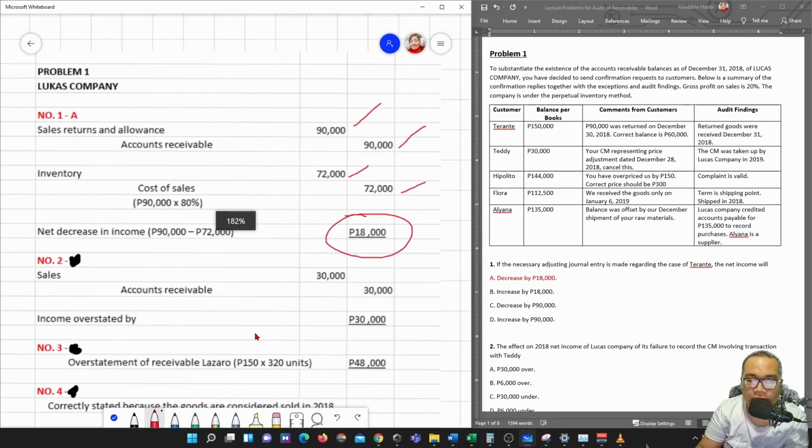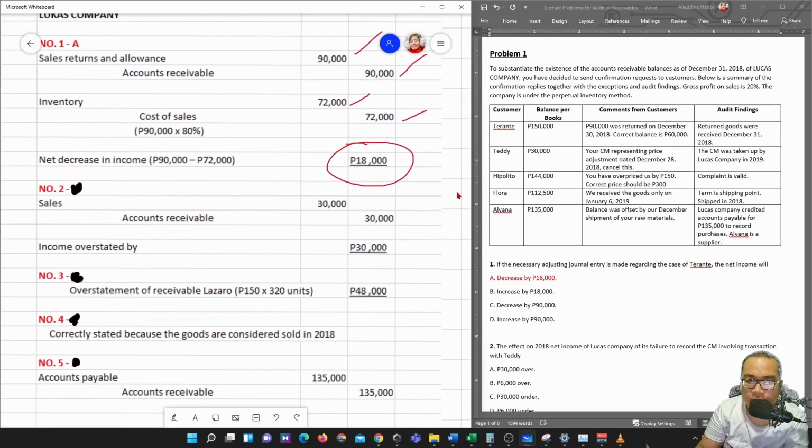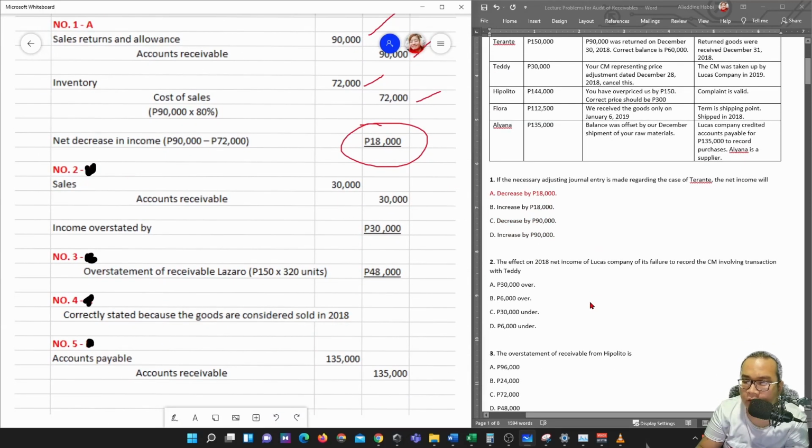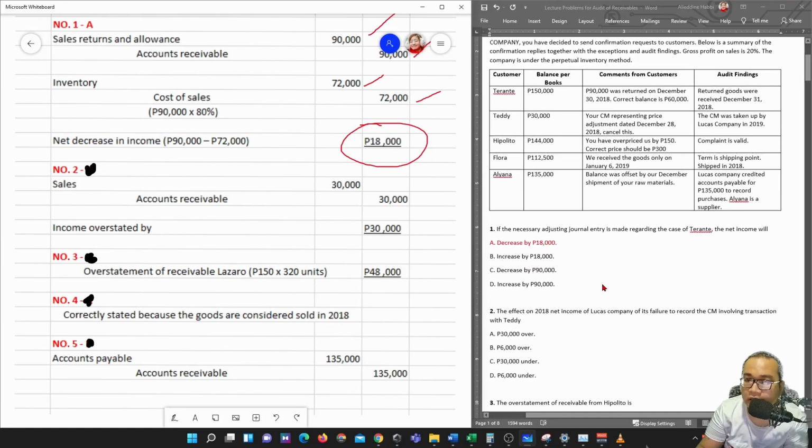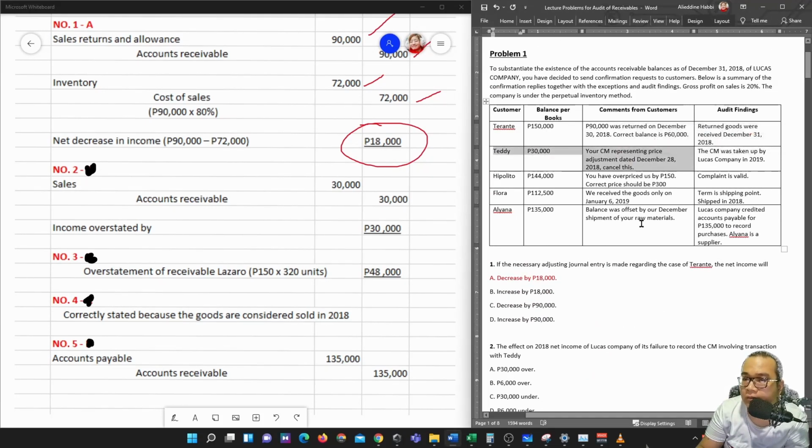Now let's go to the second one. So number 2, the effect on 2018 net income of Lucas Company of its failure to record the credit memo involving transactions with Teddy. So, ano nangyari kay Teddy? Si Lucas nagpadala ng CM representing price adjustment dated December 28. And with that, yung 30,000 na-cancel because of that.